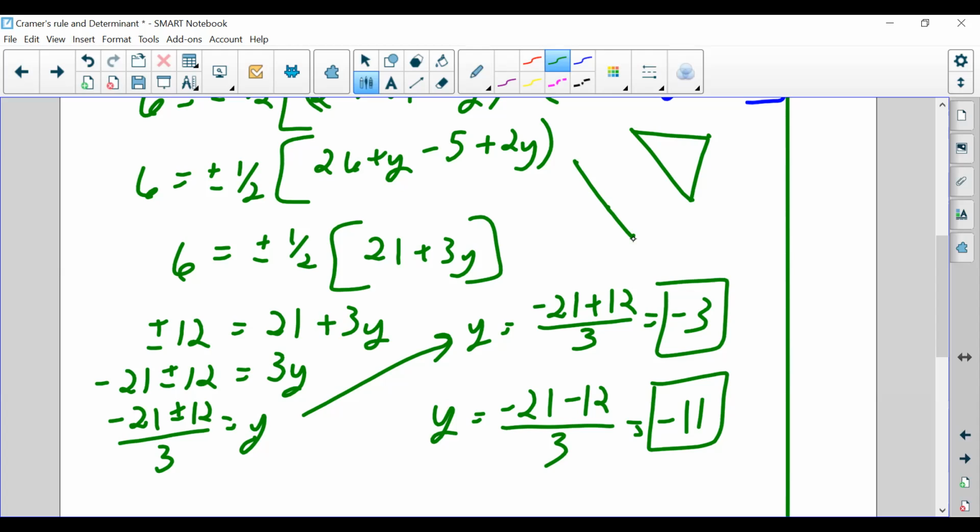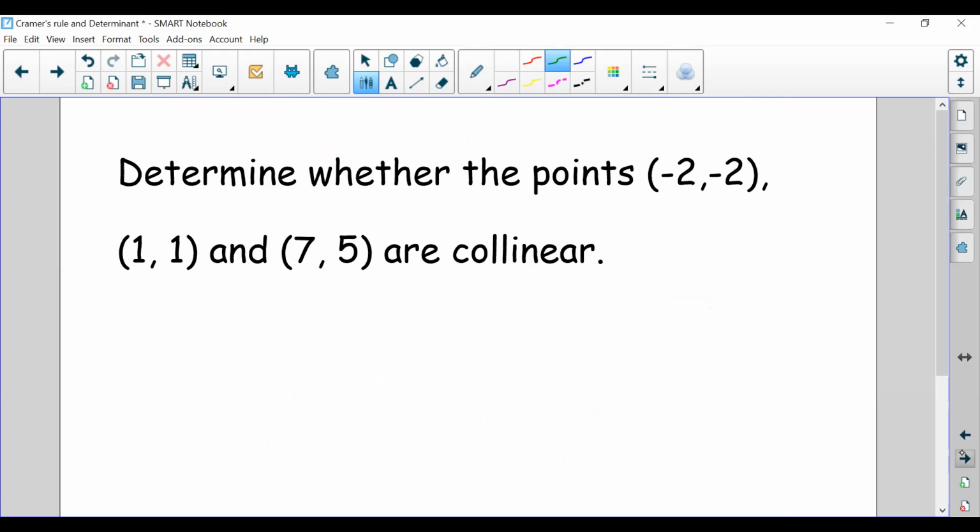What do we call it when 3 points are in a straight line? What are they called? What's that name? Let's remember our geometry. Collinear. On the same line. So collinear. So this is going to be using the same thing. So this is saying, I want to determine if these 3 points are collinear. Well, they're collinear if my area is 0.